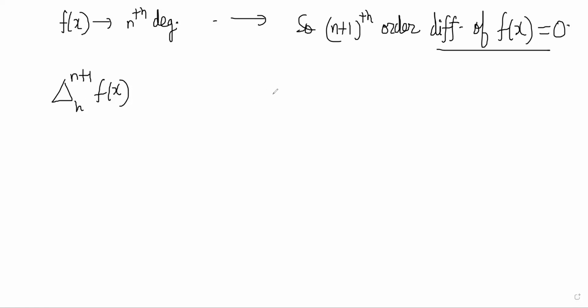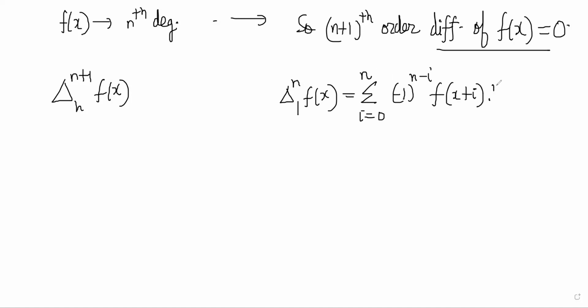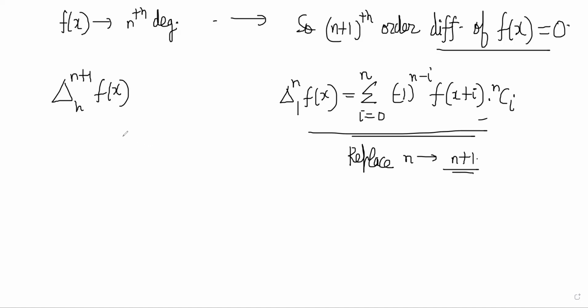Now what was the formula? Our formula was delta n 1 of f of x, nth order difference with step size 1, was equal to summation I goes from 0 to n, minus 1 power n minus I, f of x plus I multiplied by n C I. This was the summation. What we will do here is basically replace n with n plus 1, because we need the n plus 1th order difference. Also, we'll take step size h as 1. H is 1 in this result.